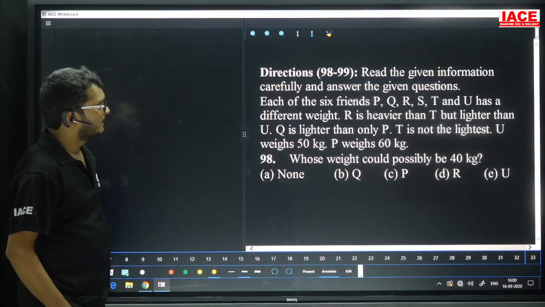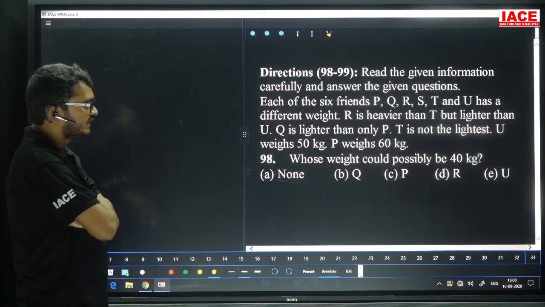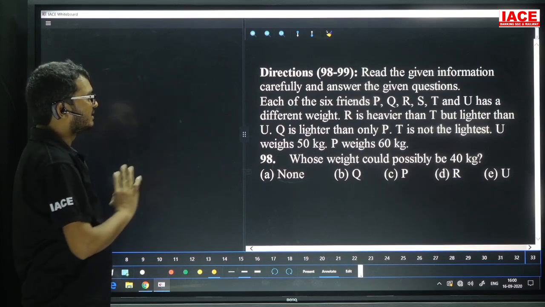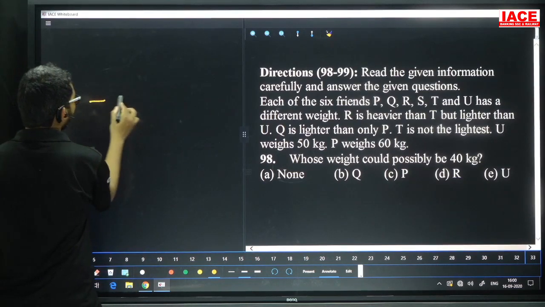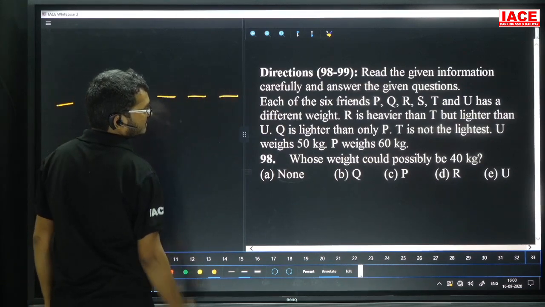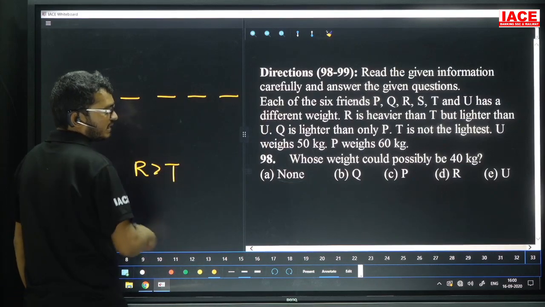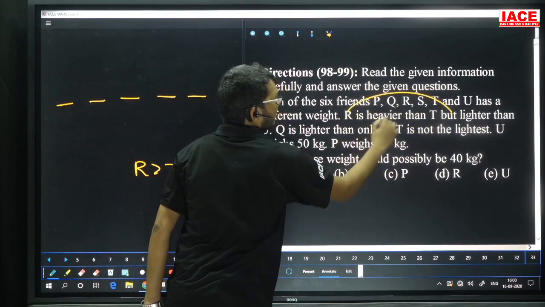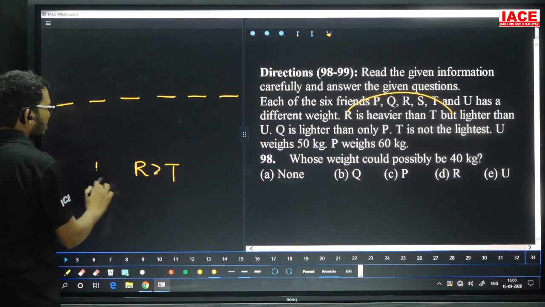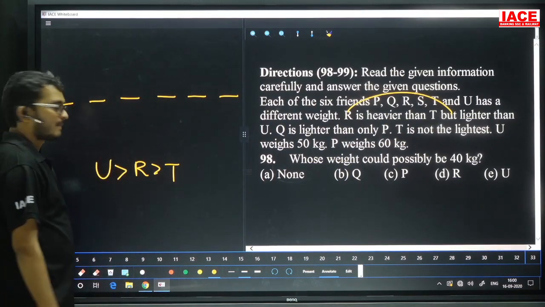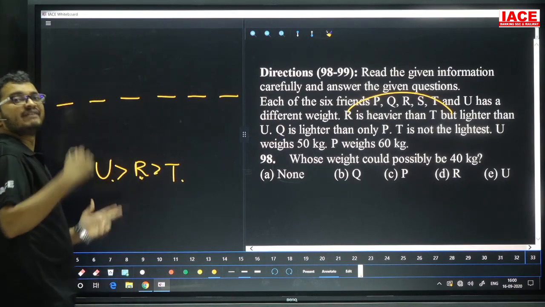Questions 98 to 99. Each of the 6 friends P, Q, R, S, T and U has a different weight. R is heavier than T but lighter than U. Total here we have 6 friends. R is heavier than T, but R is lighter than U, which means U is heavier than R.